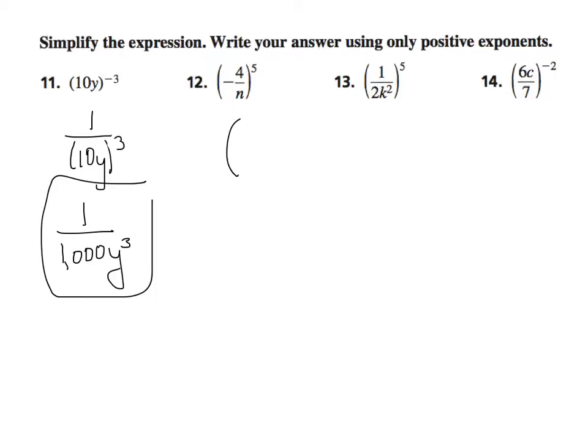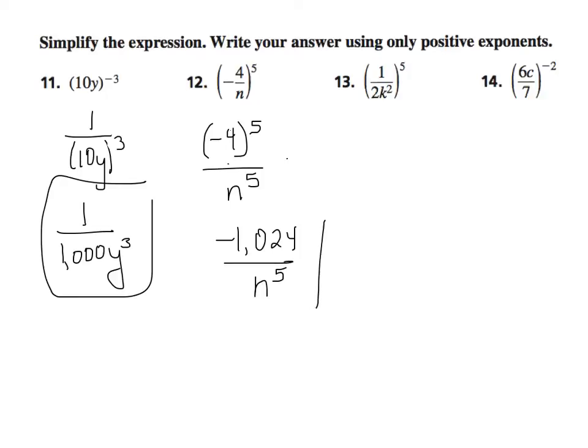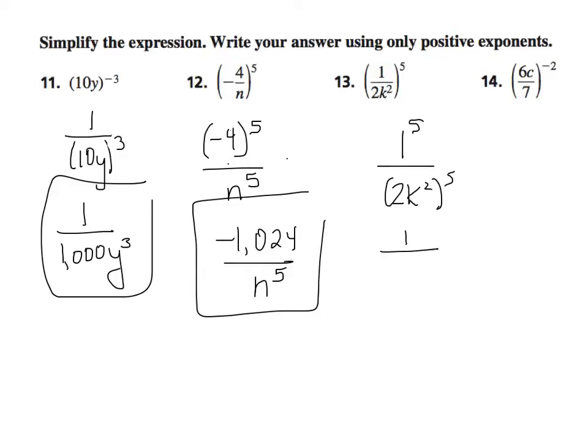I would take negative 4 to the 5th power divided by n to the 5th, and negative 4 to the 5th power is negative 1,024 divided by n to the 5th. Number 13, I would take 1 to the 5th power and 2k squared to the 5th power. That would give me 1 over, well, 2 to the 5th power is 32. I multiply my exponents, k to the 10th.